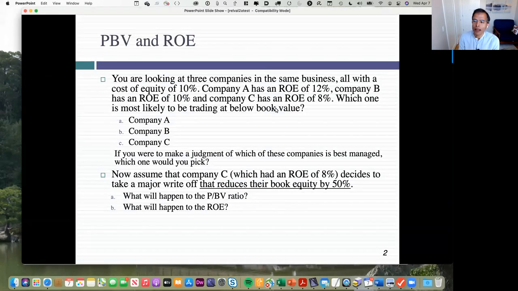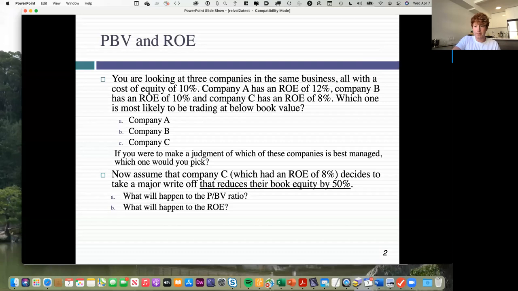Okay? And Joe, you can help me out here, Joe Betish. You're looking at three companies. They're in the same business. They have the same cost of equity, 10%. Company A has a return on equity of 12%. Company B has a return on equity of 10%. Company C has a return on equity of 8%. So the difference is they have different returns on equity. Which one of the three is most likely to be trading at below book value?